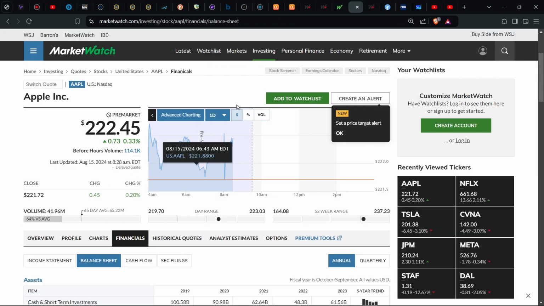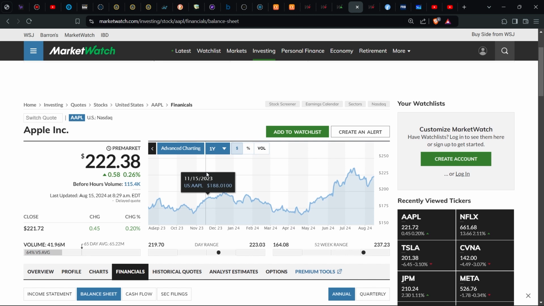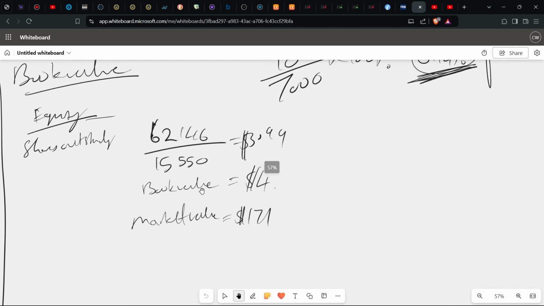Let's check. As you can see here, this is the chart now. We're talking about September 30th, 2023. The share price of Apple was at around $171. That was the closing price of that Friday. So now this is the book value and this is the market value. This is $4 and this is $171.